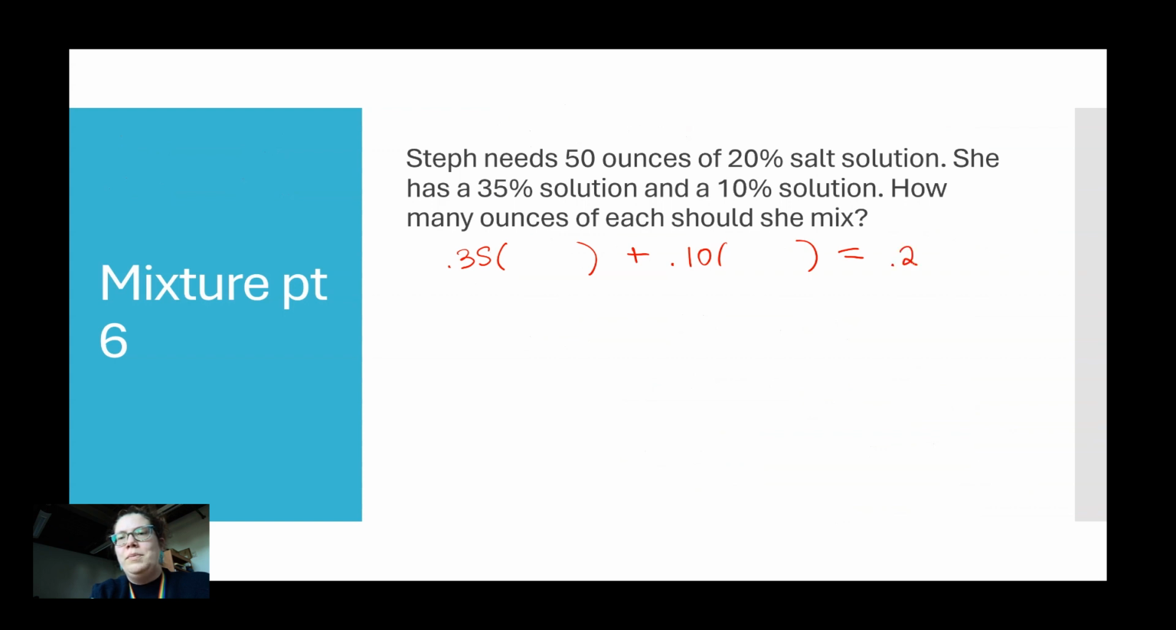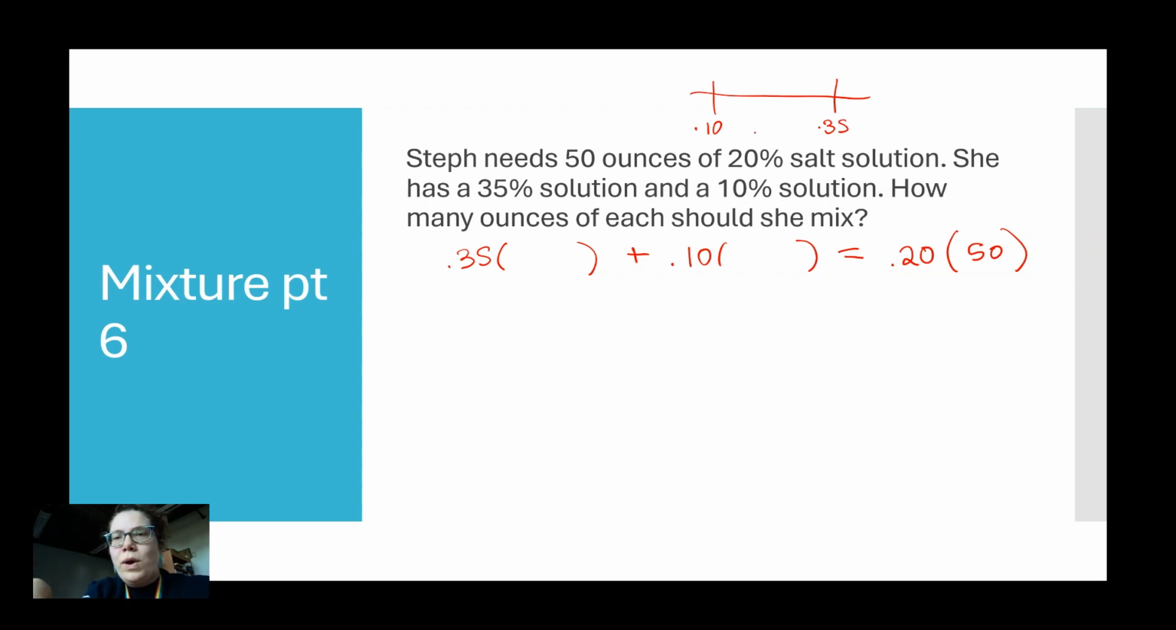Reminder, she wants 20% of 50 ounces. That's what we actually wanted. Now, just really quick, whenever you're mixing between two values, right? Here's my 10% and here's my 35%. When I mix these together, I have to get something in between those. I can't end up with a 45% solution because I just don't have enough salt in the solution for it, right? Anytime that we're mixing things together, we have to be in between for the average.